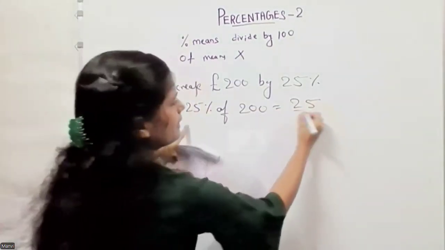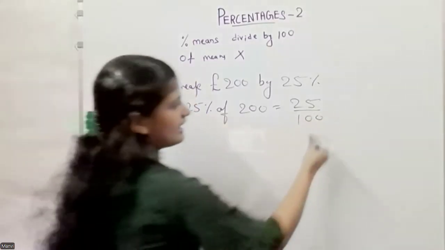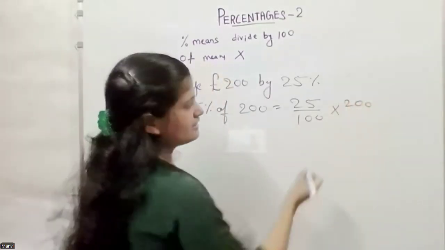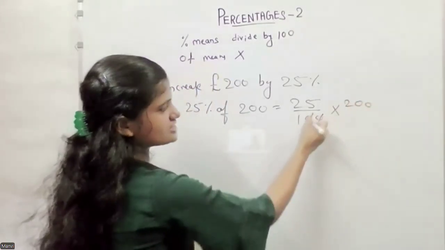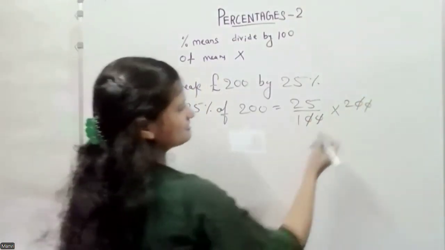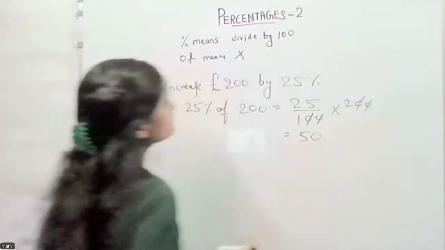25% of 200 pound is what? 25 by 100, because percentage means out of 100, times 200. The zeros cancel, and 2 times 25 will give you 50. So this will be 50.